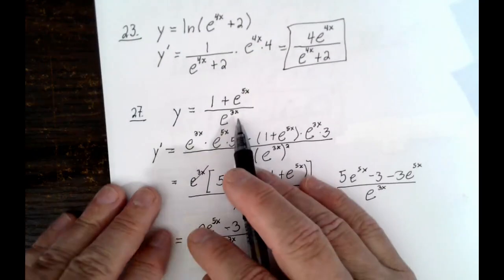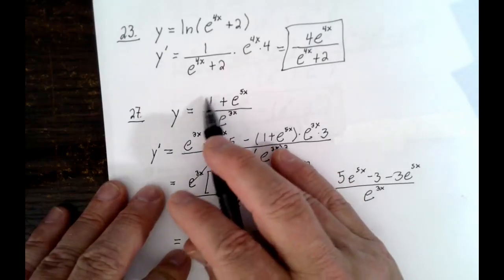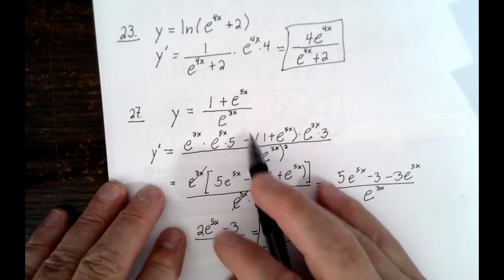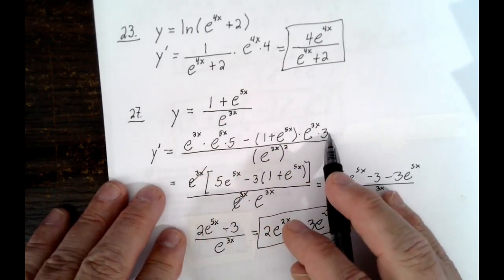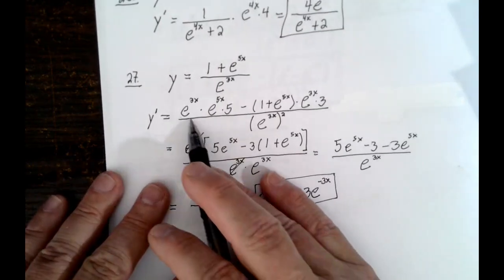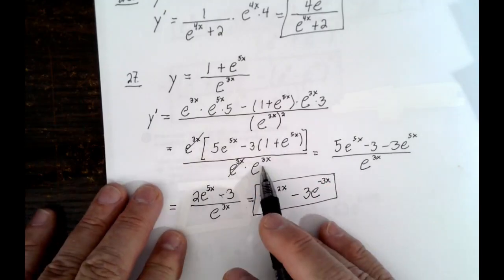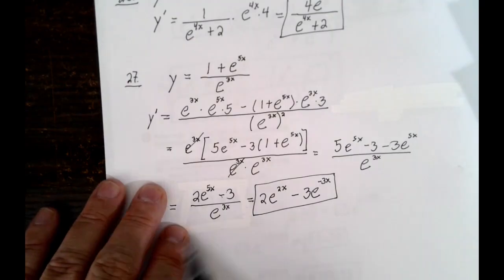This one, the quotient rule. So you got bottom times derivative of the top, and derivative of the top is 0 plus this guy times 5, minus the top times derivative of the bottom, which is this guy times 3, all over the bottom squared. Now you can factor out an e to the 3x out of the top. You can rewrite the bottom as e to the 3x times e to the 3x, and that allows you to cancel one of the e to the 3x's.